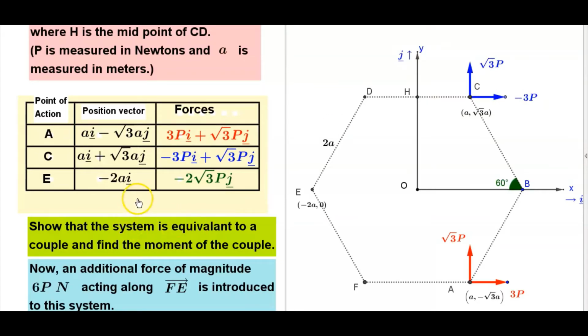And at point E, minus 2 root 3Pj. Along the i direction, nothing. In the unit vector j direction, minus 2 root 3P. Opposite to the j direction, we can put it like this, 2 root 3P. The same meaning.